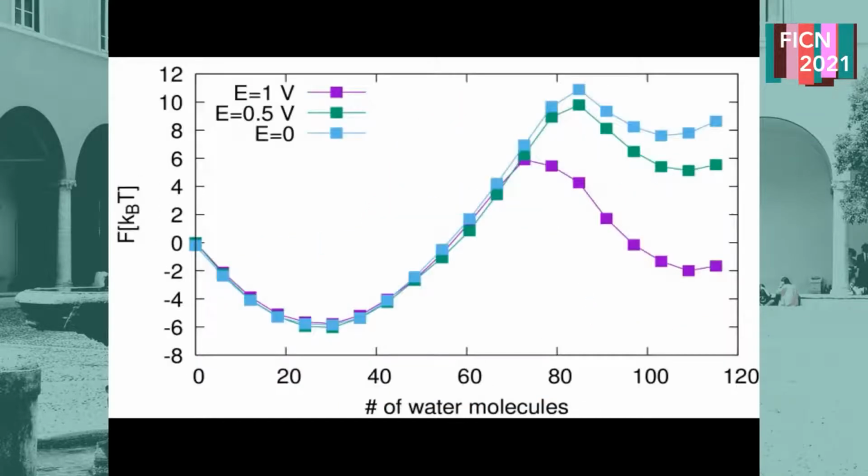We also evaluated the effect of the voltage on the wetting transition. We see that the effect of the voltage is to lower the energy of the wet state. This is interesting because it suggests that this kind of pore can be used as a switch, with the voltage switching it from a conductive state when the pore is wet to a non-conductive state when the pore is dry.